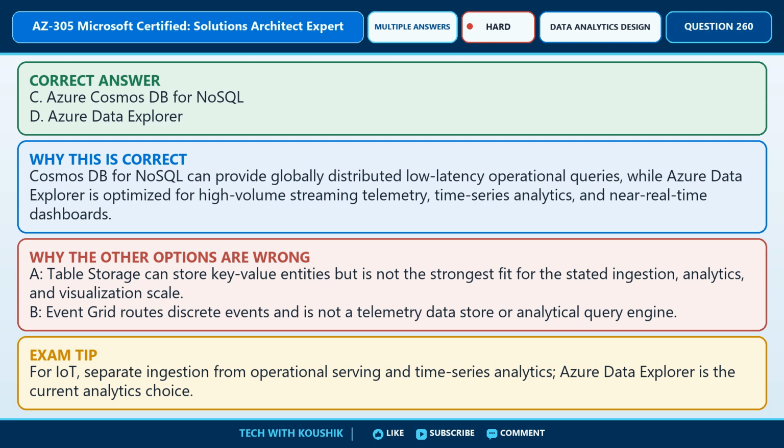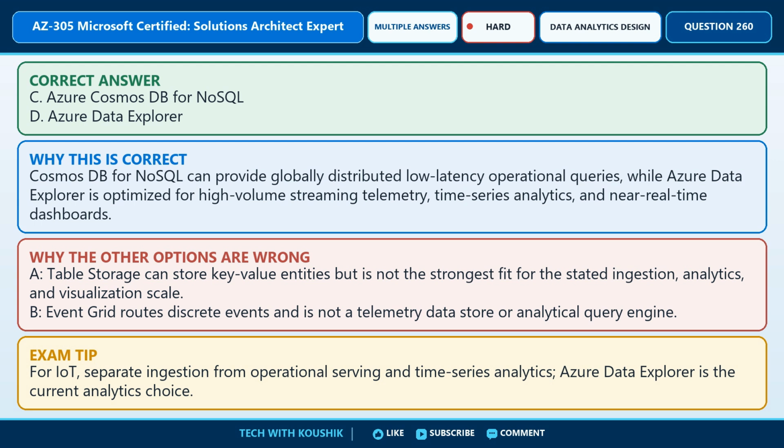The alternatives can be eliminated because A. Table storage can store key-value entities but is not the strongest fit for the stated ingestion, analytics, and visualization scale. B. Event Grid routes discrete events and is not a telemetry data store or analytical query engine.